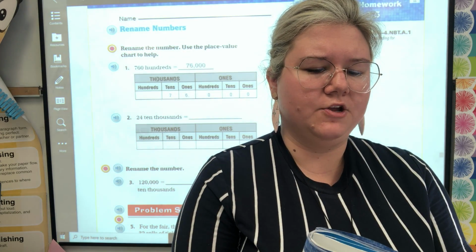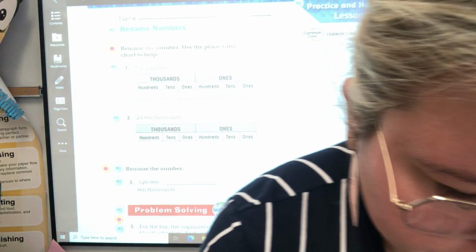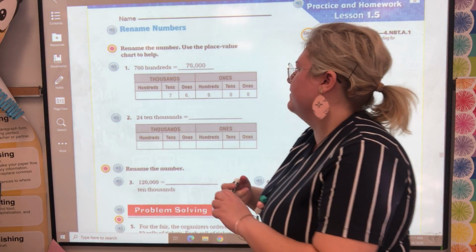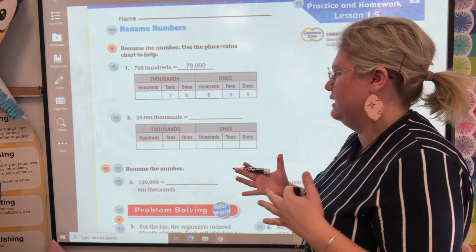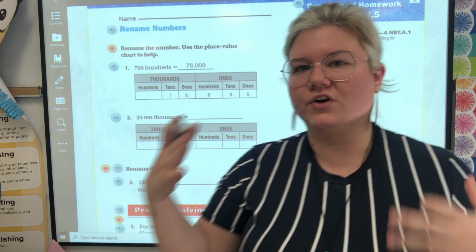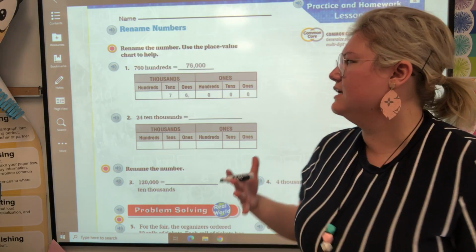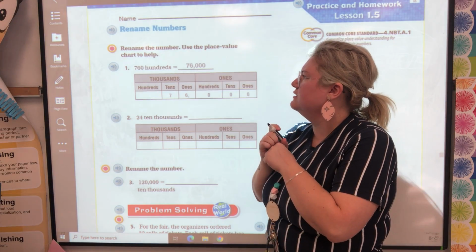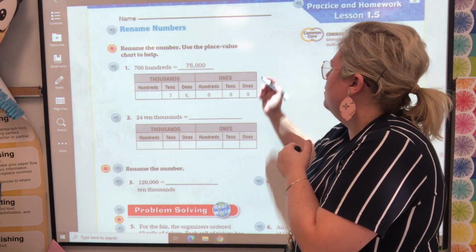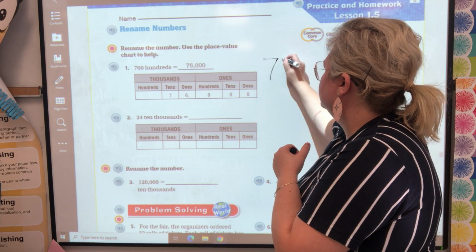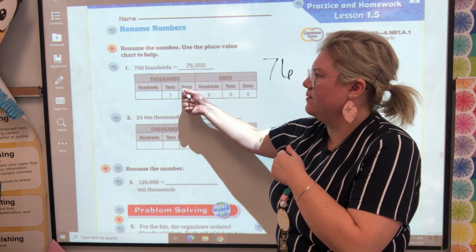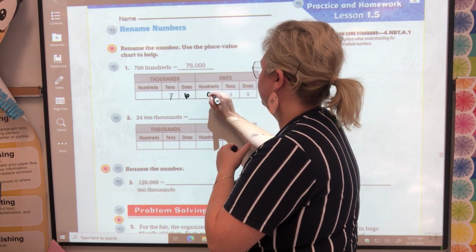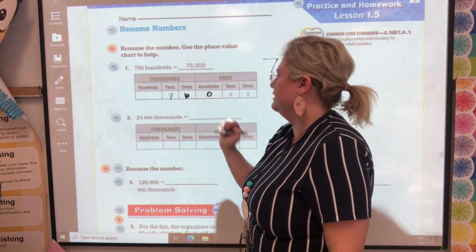At the top, it says rename the number. Use the place value chart to help. We have 760 hundreds equals what? And it gave us the answer of 76,000. So now we're kind of doing the reverse of what we've already done, okay? This was the example. They had 760 hundreds, and how did they make it 76,000? Well, they took that number, 76, and they filled it out in their place value chart. They put 76, and it's actually 760, I'm sorry. And they filled it out there because it's 760 hundreds.